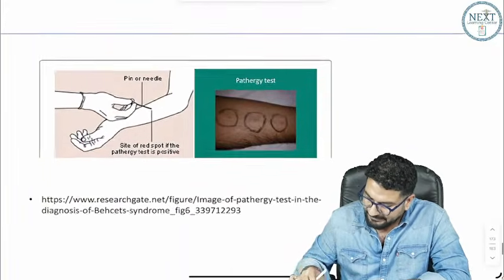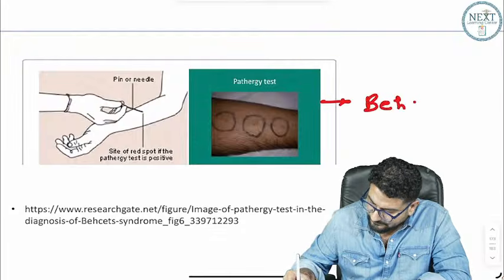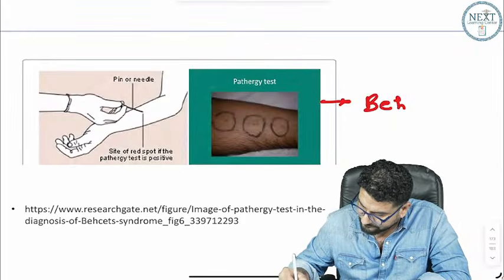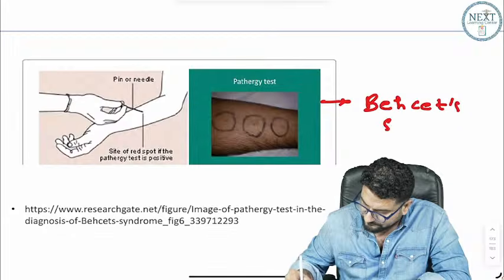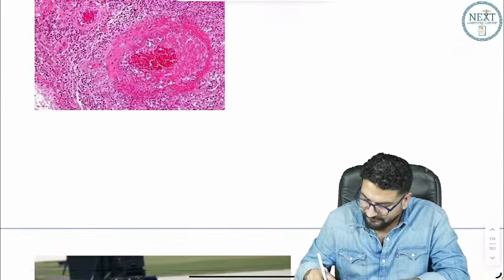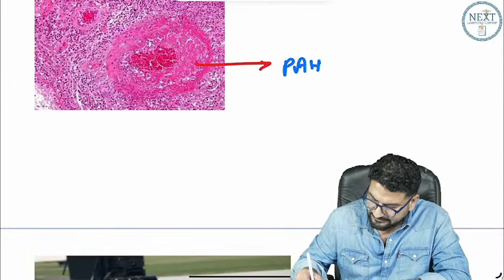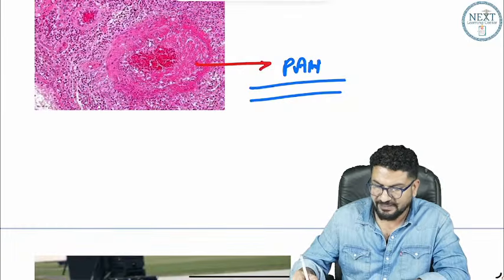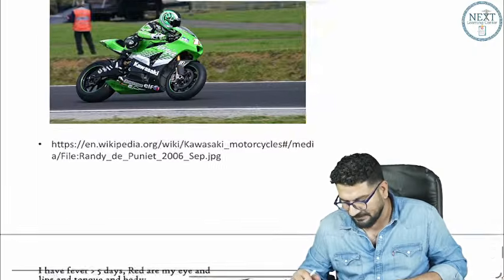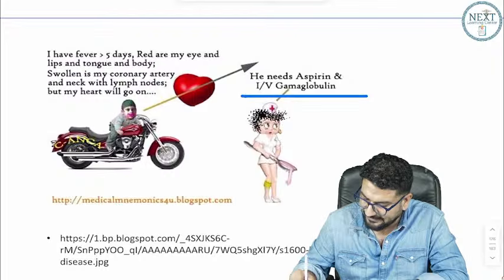This is pathergy test. What do we do the pathergy test for? We do pathergy test for Behcet syndrome. Okay, this is your fibrinoid necrosis. So where do we see fibrinoid necrosis? In PAN, polyarteritis nodosa, you will find fibrinoid necrosis. Kawasaki disease: just remember anti-endothelial antibodies and management. What we give is aspirin and IVIG.